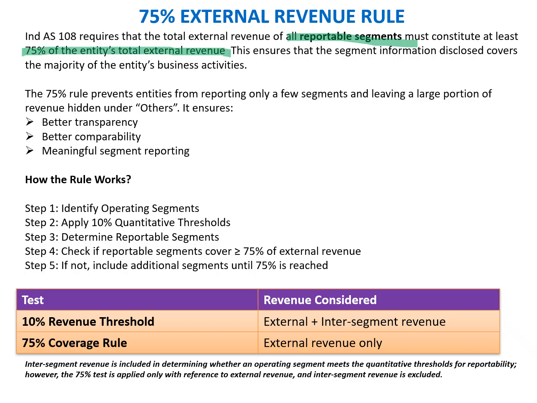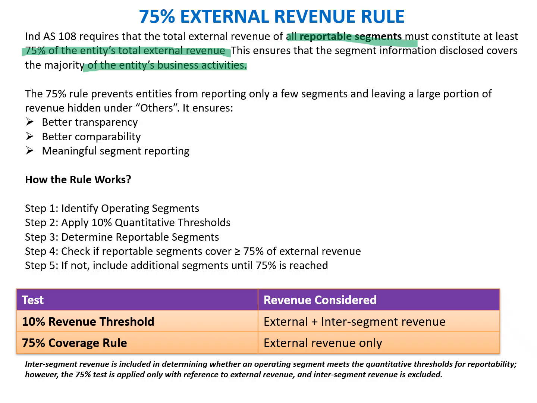So once they have identified the reportable segments, they also have to evaluate whether those reportable segments actually constitute 75% of the total revenue. If not, they have to add a few more segments to make sure that it constitutes the 75%. Even if that particular segment is not a reportable segment, it still needs to be added just to make sure they comply with this 75% rule. This ensures that the segment information disclosed covers the majority of the entity's business activities.